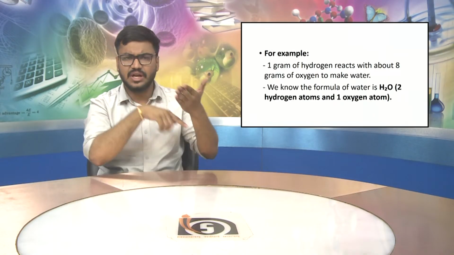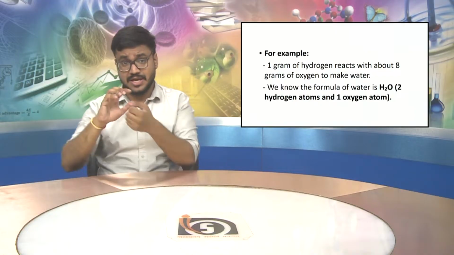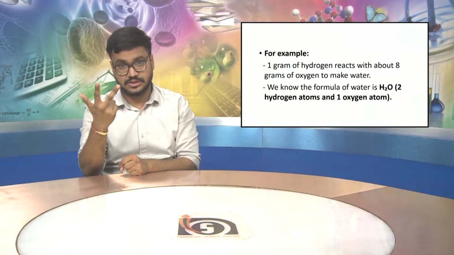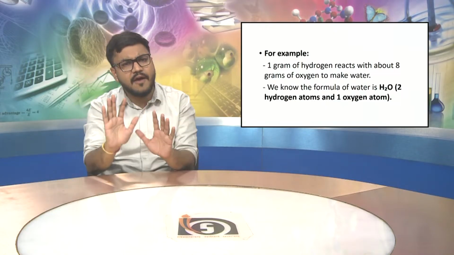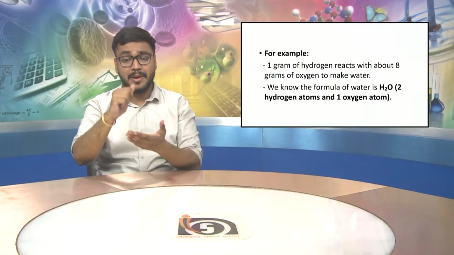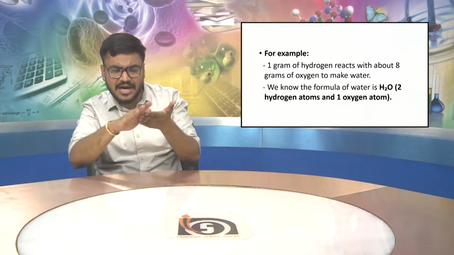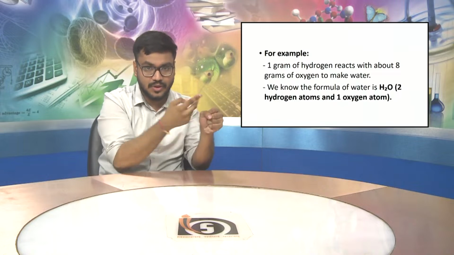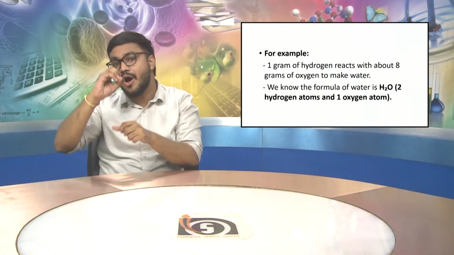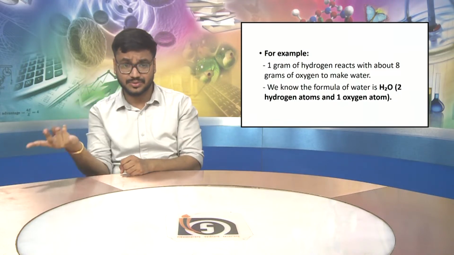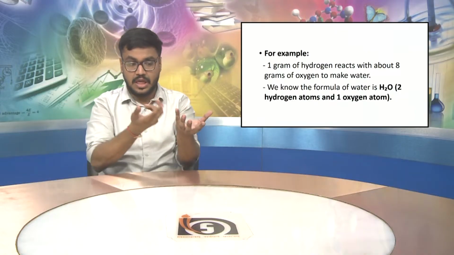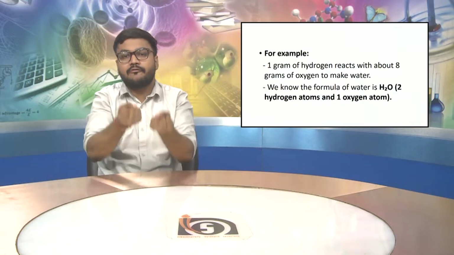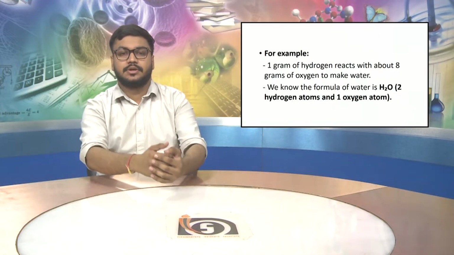For example, 1 gram of hydrogen reacts with about 8 grams of oxygen to make water. We know the formula of water is H2O. In it, there are 2 hydrogen atoms and 1 oxygen atom. And combining them, we can get our water, which is H2O.